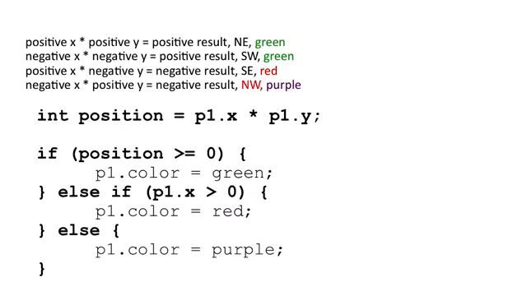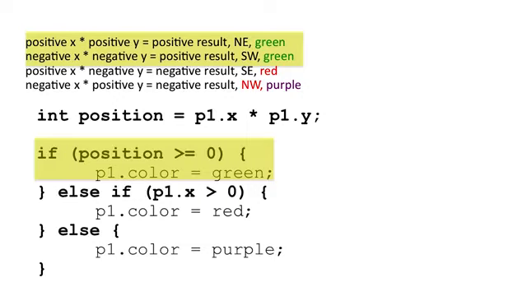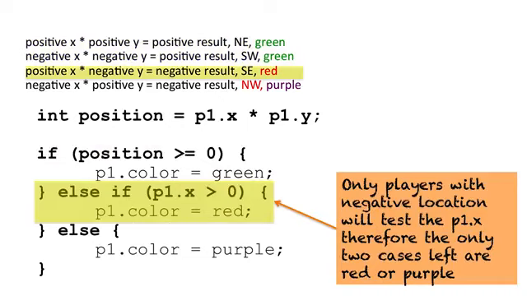Did you come up with something like this? The 2 positions that color the avatar green can be grouped together by testing to see if the result of the multiplication of p1.x and p1.y is positive. If it is, the color of the avatar is changed to green, and that position will not be tested any further. Otherwise, or else, we can check to see if x and y are not the same sign by testing p1.x. Notice that although p1.x will be positive for an avatar in the northeast quadrant, that has already been colored green and won't be tested again.